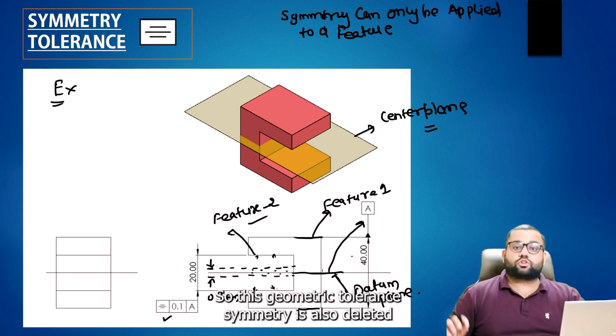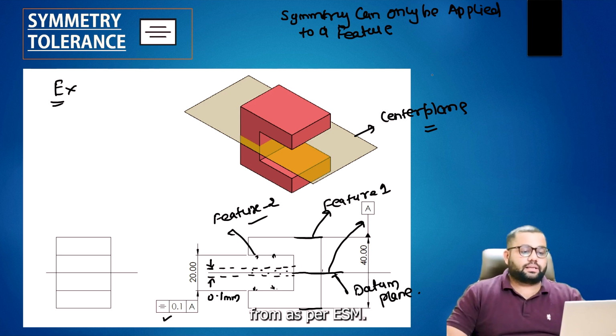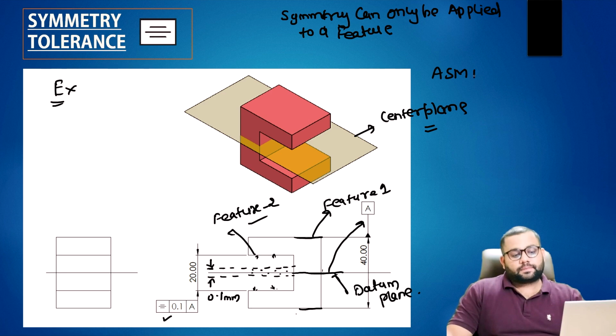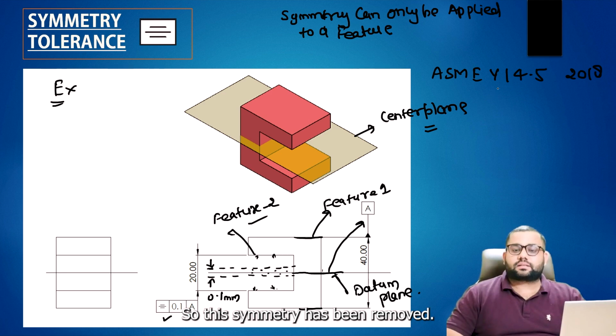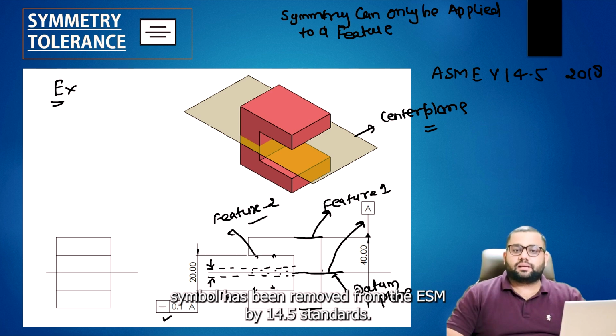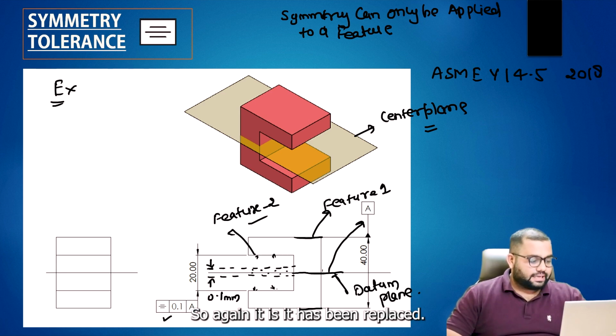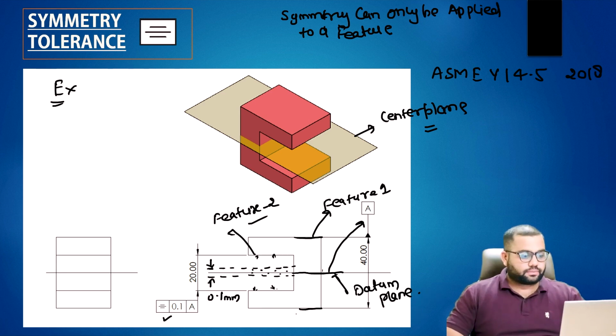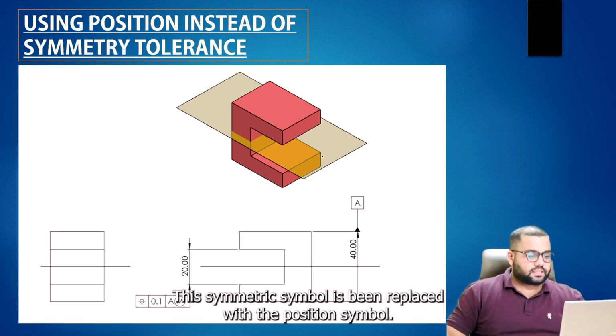So this geometric tolerance symmetry is also deleted as per the ASME Y14.5 2018 standard. This symmetry has been removed. The symmetric tolerance symbol has been removed from the ASME Y14.5 standard, and it is being replaced with the position symbol.